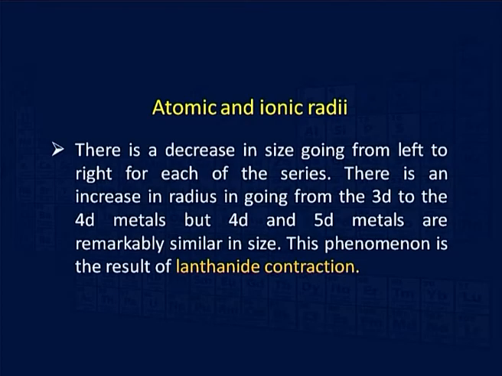There is a decrease in the size as we go from left to right in each of the series. There is an increase in the radius in going from the 3d to 4d metals, but 4d and 5d metals are remarkably similar in size. The size of the 4d and 5d metals is almost identical to each other. The phenomenon is a result of lanthanide contraction. You will be learning about the lanthanide contraction and its consequences in the chemistry of inner transition elements, that is lanthanides and actinides.